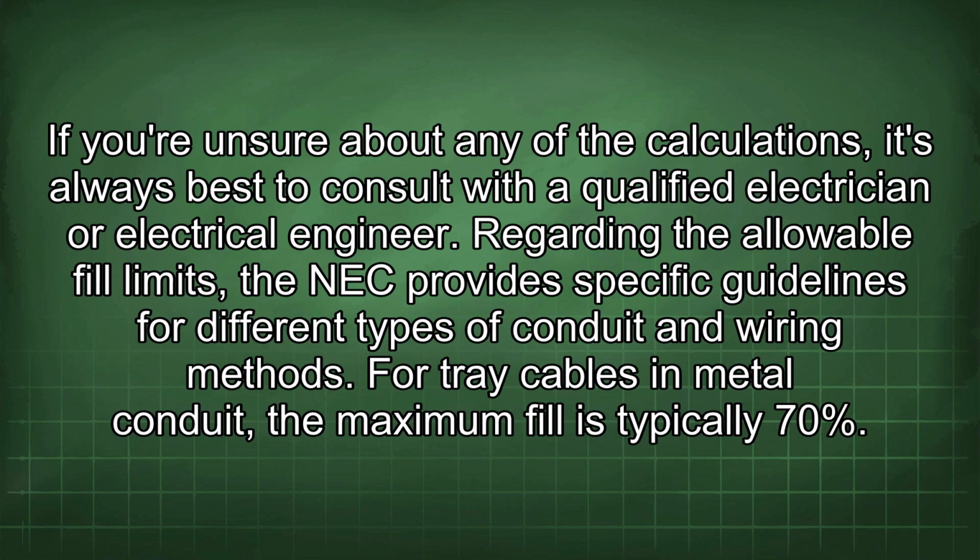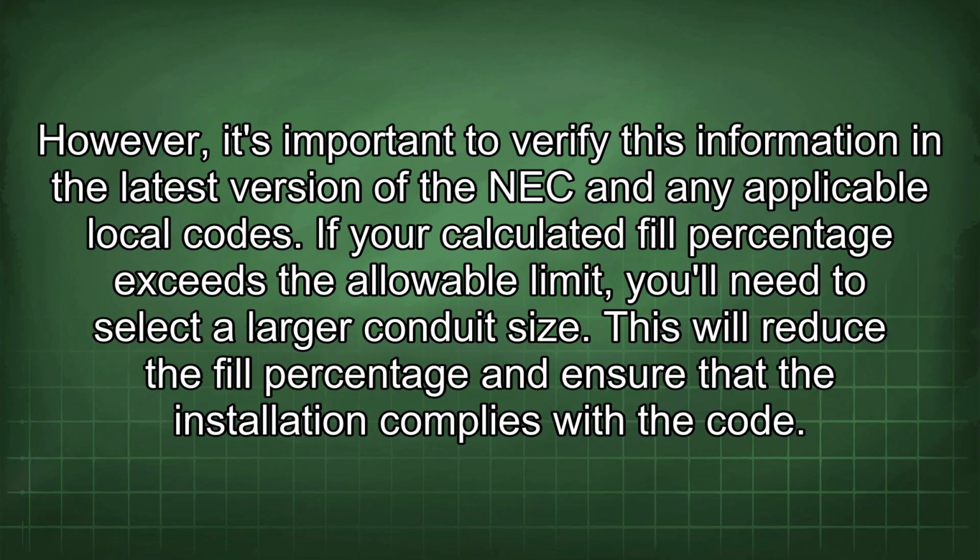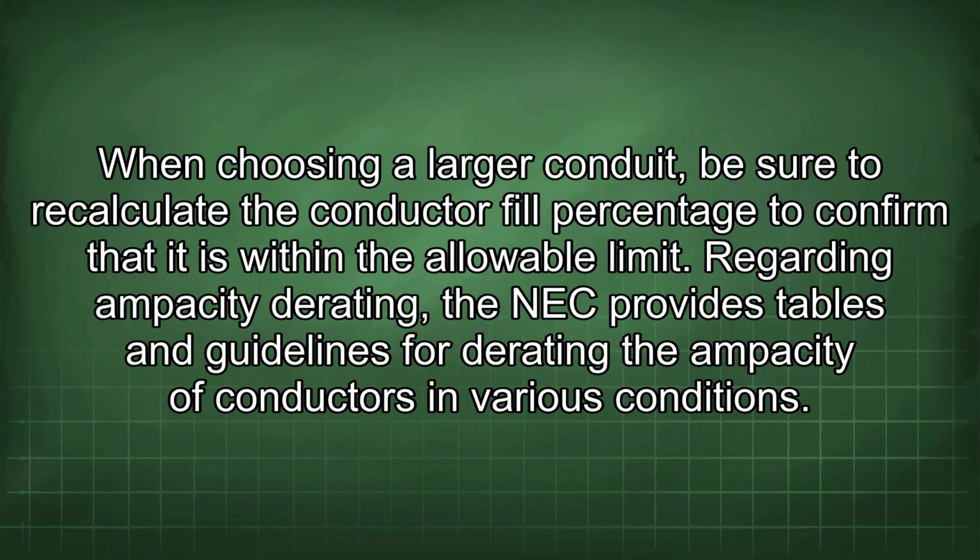For tray cables in metal conduit, the maximum fill is typically 70%. However, it's important to verify this information in the latest version of the NEC and any applicable local codes. If your calculated fill percentage exceeds the allowable limit, you'll need to select a larger conduit size. This will reduce the fill percentage and ensure that the installation complies with the code. When choosing a larger conduit, be sure to recalculate the conductor fill percentage to confirm that it is within the allowable limit. Regarding ampacity derating, the NEC provides tables and guidelines for derating the ampacity of conductors in various conditions.